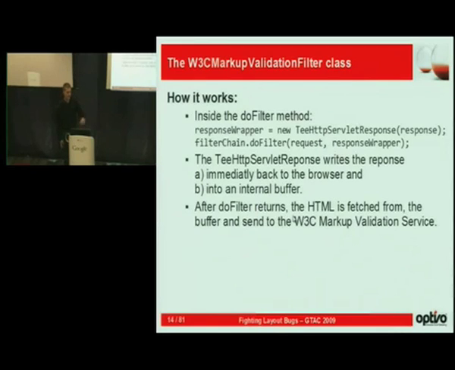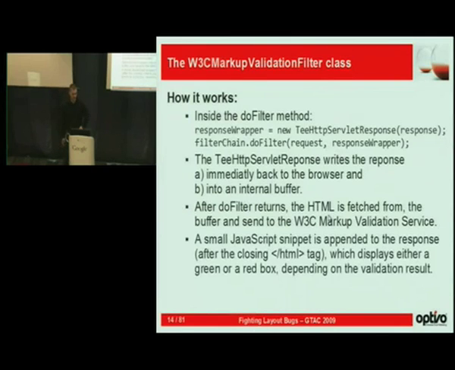And if it really is an HTML which was served, it could be something else, CSS, an image, whatever. But if it's HTML, I fetch the HTML from the buffer and send it to the markup validation service. And then I get an answer, red or green, valid or not. And then I haven't closed the response yet. I haven't closed the output stream. So what I do now is, after the closing HTML tag, I append a small JavaScript snippet which displays a little box which is either green or red. So each developer will immediately see if their HTML is valid or not.